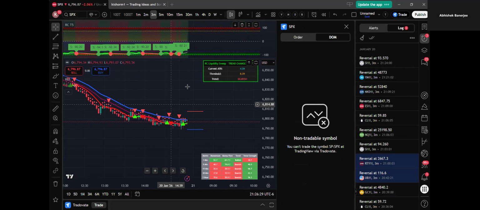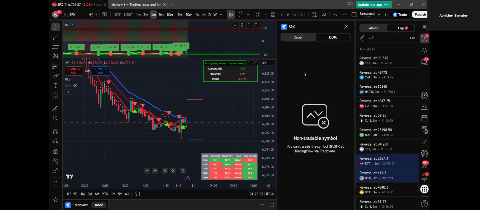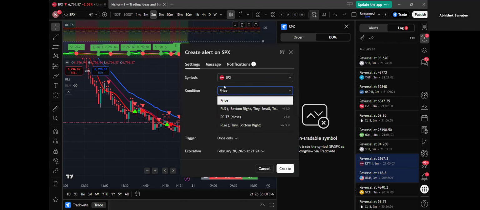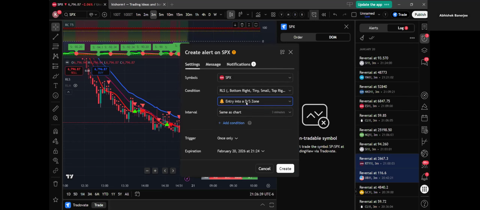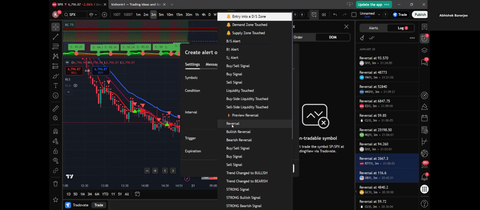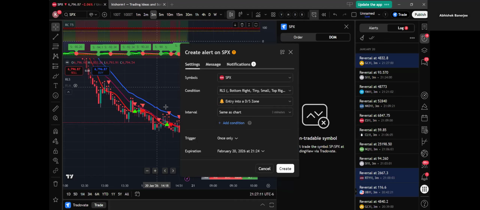Okay, and we can set alerts as well, right, for this one? Yes, you can go to RLS and then select reversal. If you do reversal, whenever there is a bullish reversal or bearish reversal, you will get an alert. If you want to get it a little before the reversal happens, you can do preview reversal. That means even before the reversal signal appears. So this is much faster, whereas this one is once the confirmation happens, then you get the reversal. Okay, got it.